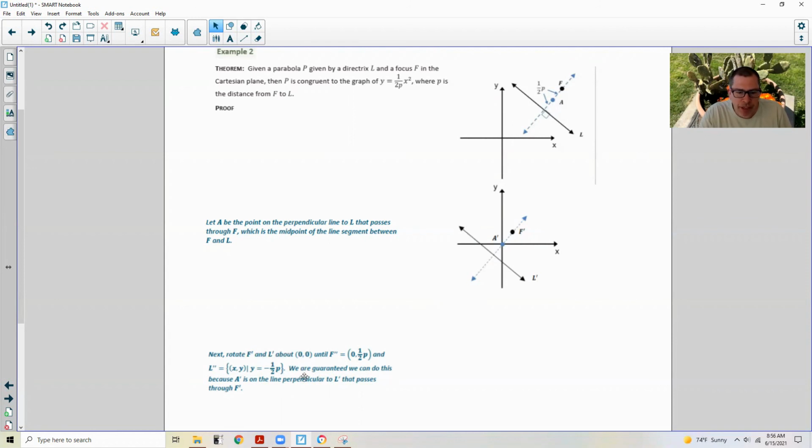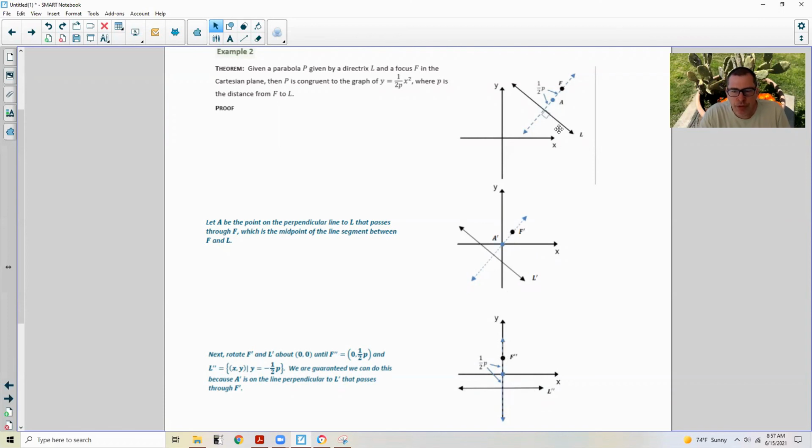We're guaranteed we can do this because A prime is on the line perpendicular to L prime that passes through F. So the graph will look like this. Okay, so here it is. All we have done now is rotated about A prime, and now that's A double prime. F prime had been rotated counterclockwise to F double prime, and therefore L prime got rotated as well, and now L double prime has a slope of 0.